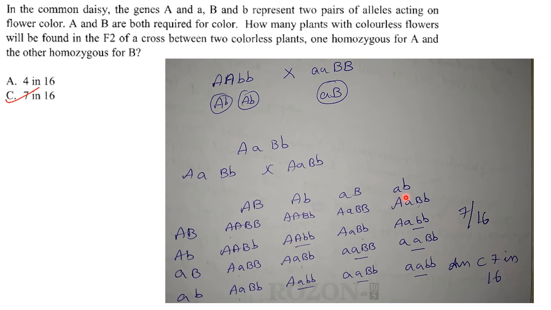And these are the F2 gametes over here, and this is the Punnett square showing the possibilities. They have asked how many plants with colorless flowers will be found in the F2. That is those genotypes which lack both A and B, or lack either A or B, will be colorless. If both A and B are present, then they will be colored. So out of these, only 7 of them will be colorless out of the total 16. So the answer here is option C, that is 7 in 16.